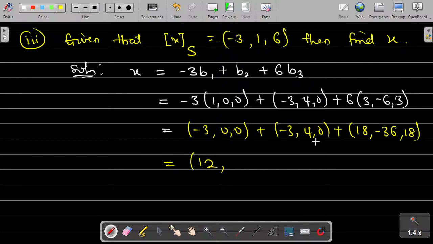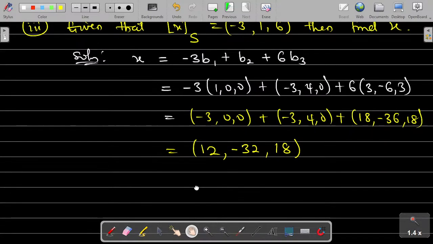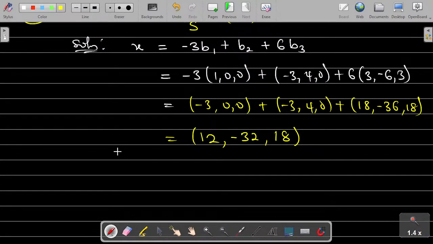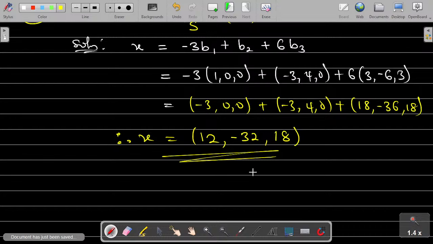So here we have 0 plus 4 is 4, plus minus 36 will give us minus 32. Then 0 plus 0 plus 18 will give us 18. Therefore that is the value for our x. So our x is equal to that vector there. That's beautiful, very beautiful. And that completes the question for just number 1.